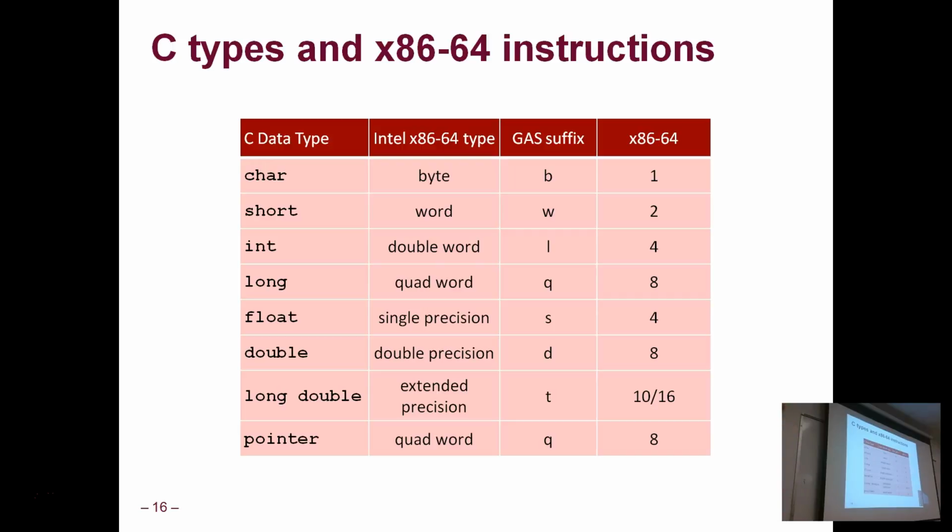Likewise, if you have 2 longs and you're adding them together, the compiler is going to generate the add quad instruction when it compiles your program. So add quad, add long, add word, add byte.